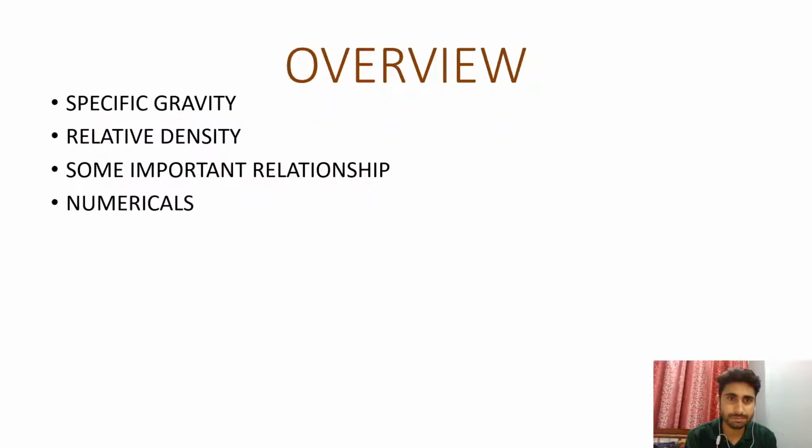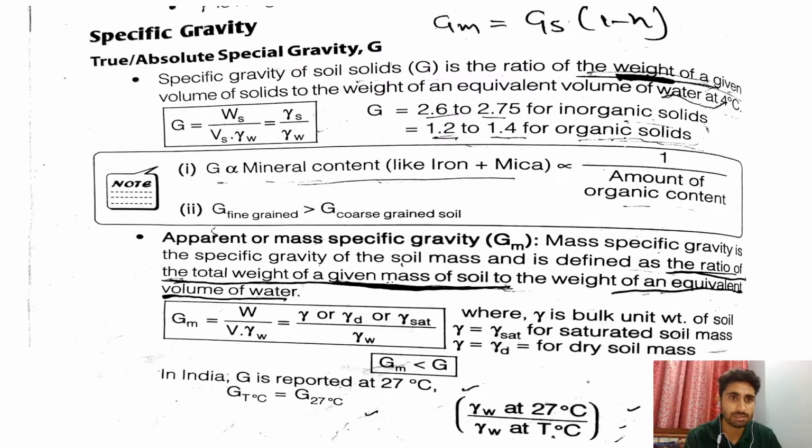Let's continue. So the topics we are going to cover today are specific gravity, relative density, some important relationships, and some numericals based on these relationships. So let's first understand what is specific gravity. Specific gravity can be distinguished as two types in soil mechanics. One is true or absolute specific gravity, another one is apparent or mass specific gravity.